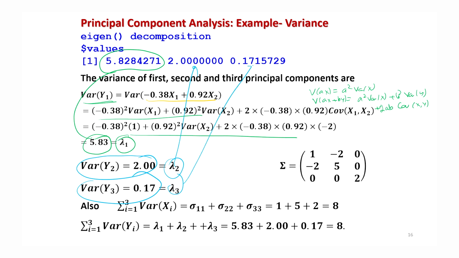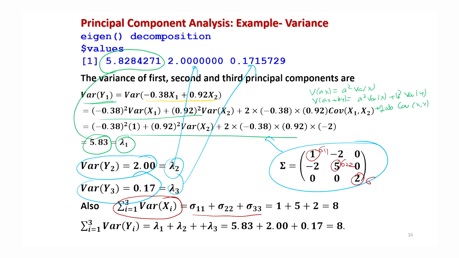You can see here, and sigma is here like this. So I have used these values in the computation. Now, if you try to verify whether the total variance structure remains the same or not, if you try to see the sum of the variances of xi, which are sigma 11, sigma 22, sigma 33, this is sigma 11, this is sigma 22 and this is sigma 33. So this is 1 plus 5 plus 2, 8.